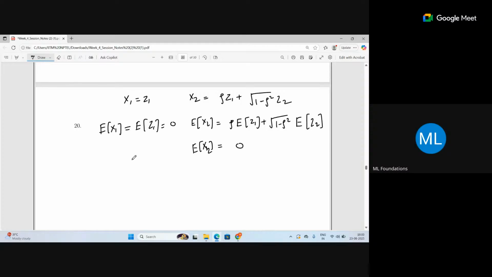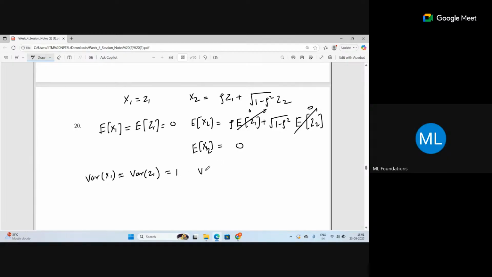Right? This is going to be 0, this is going to be 0, since both of them are standard normal, right? So the mean of z1 and the mean of z2 is equal to 0, and that's why the expectation of x1 is also 0 and the expectation of x2 is also 0. What can we say about the variance of x1? Variance of x1 is equal to variance of z1, and that is equal to 1.